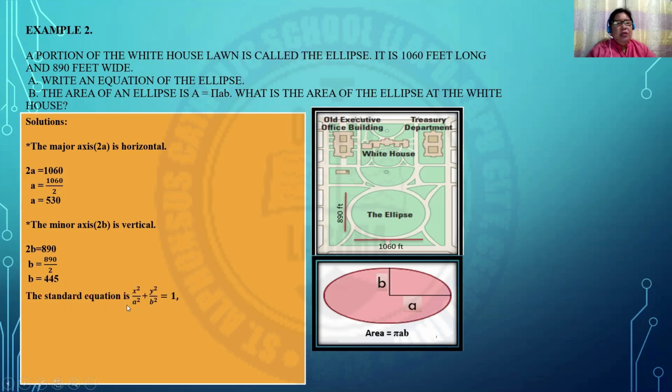The standard equation is x squared over a squared plus y squared over b squared equals 1. So all you have to do is substitute: a is 530, b is 445. And this is the equation of the ellipse: x squared over 530 squared plus y squared over 445 squared equals 1. Or you can have x squared over 1060 plus y squared over 890 is equal to 1.